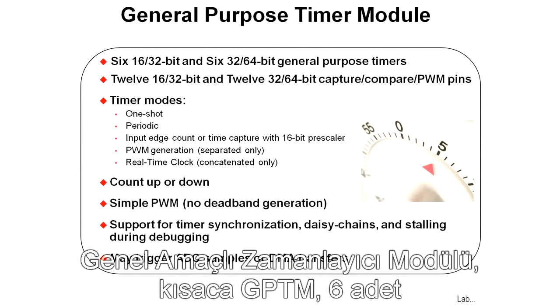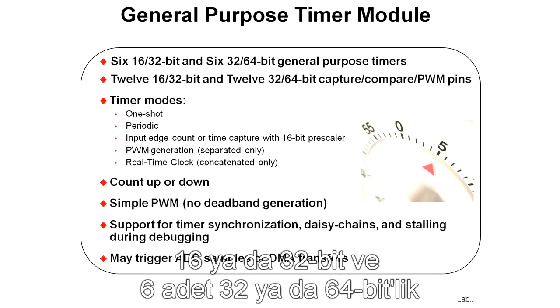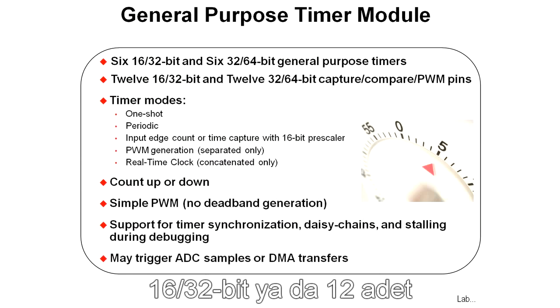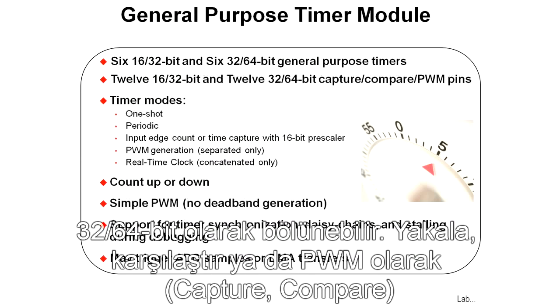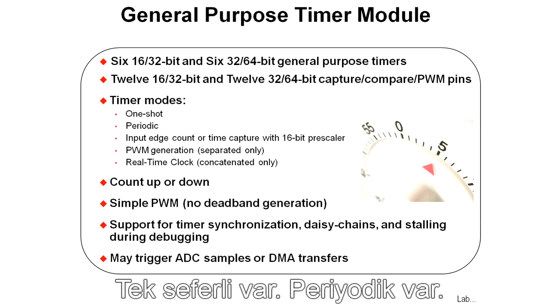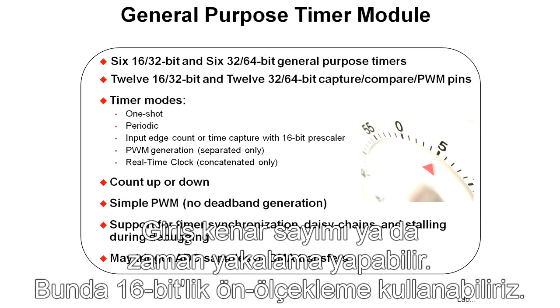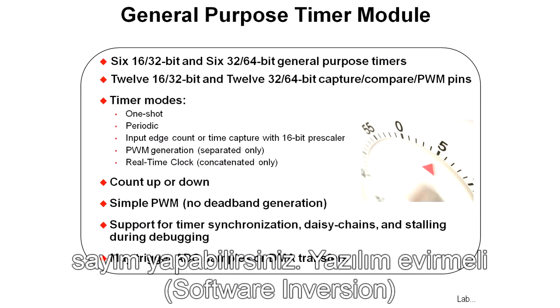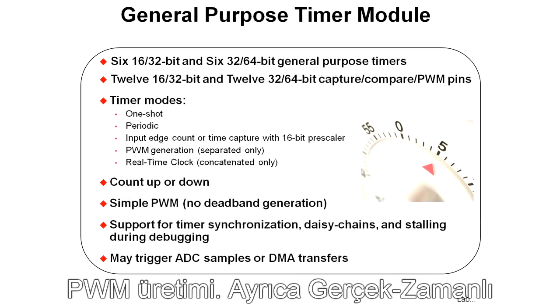The General Purpose Timer Module, or GPTM, has six 16 or 32-bit and six 32 or 64-bit general purpose timers. Those can be split up into twelve 16 or 32-bit, or twelve 32 or 64-bit timers. They can be used for capture, compare, or PWM. The timer modes available are one-shot and periodic. We can do an input edge count or a time capture. We can have a 16-bit prescaler if you want to count a number of counts before you actually count that number. PWM generation with a software inversion.